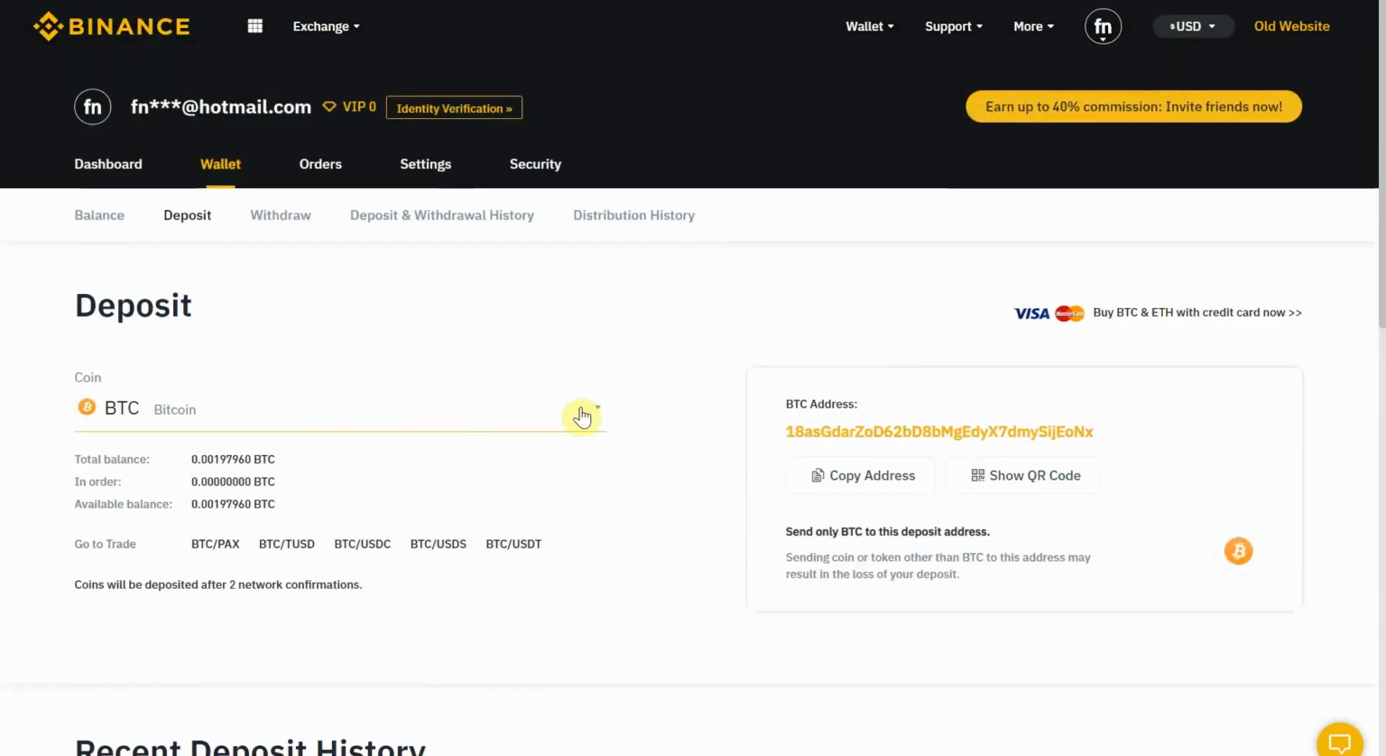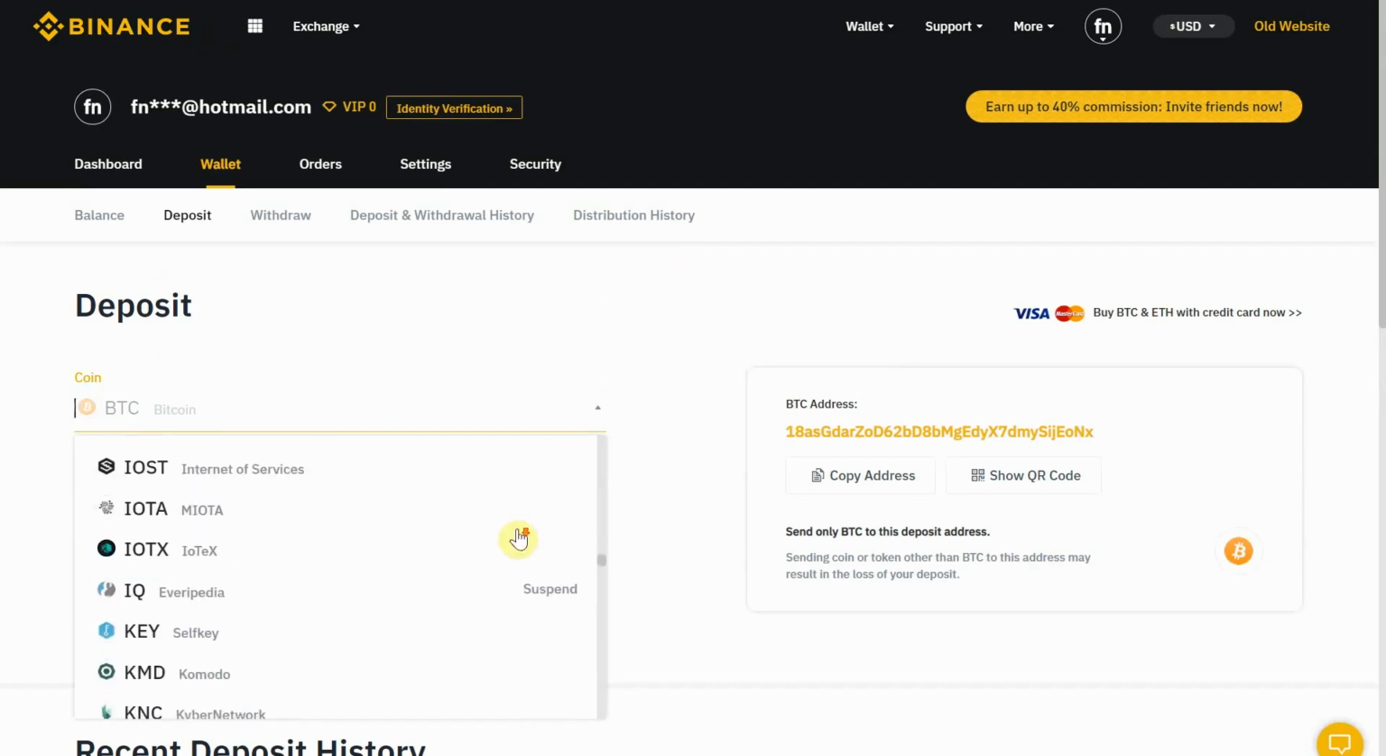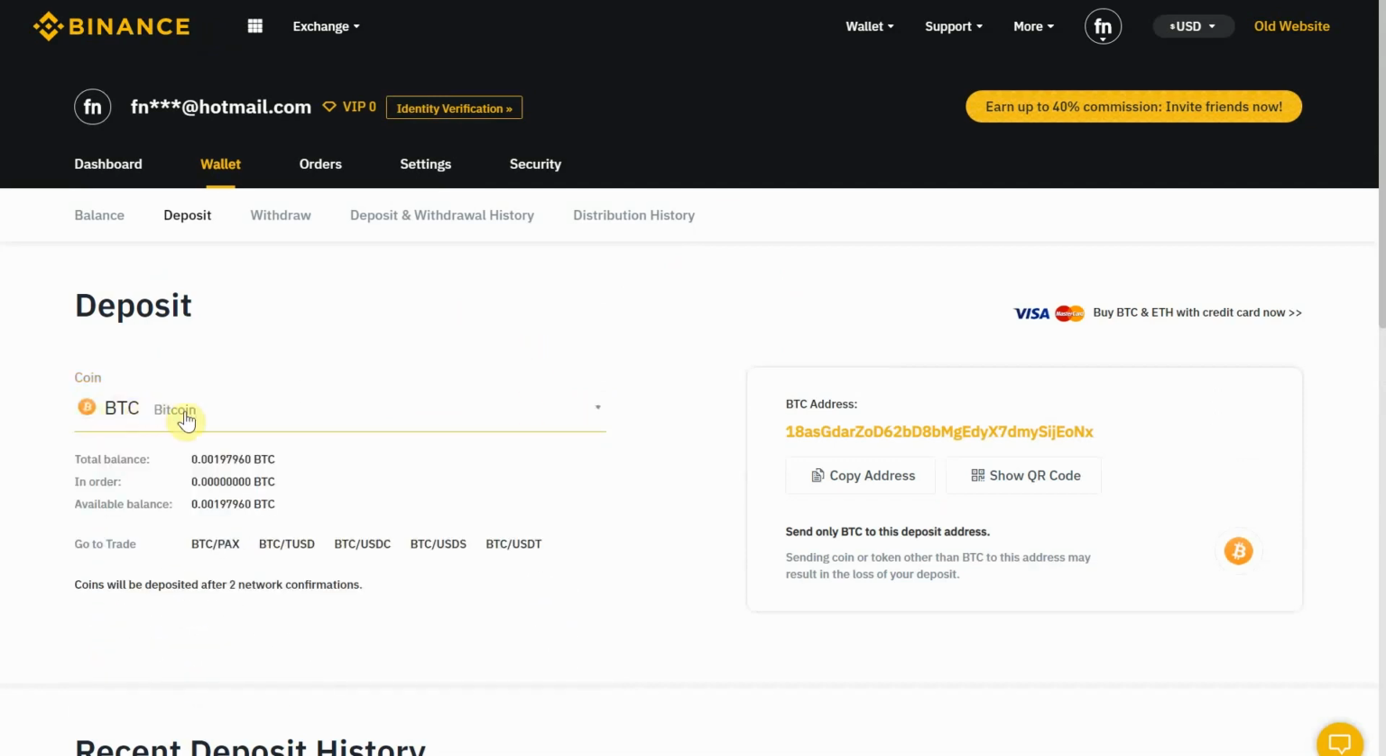So over here you have the coin selection. If I want to deposit Bitcoin, I would select BTC there, and it would tell me my BTC address on Binance. So let's say you have some coins on Coinbase. Let's say you have BTC on Coinbase. You would come here, you would select BTC, and it would show you the address that you needed to put on Coinbase, so you could transfer here. Okay, so it's very easy.